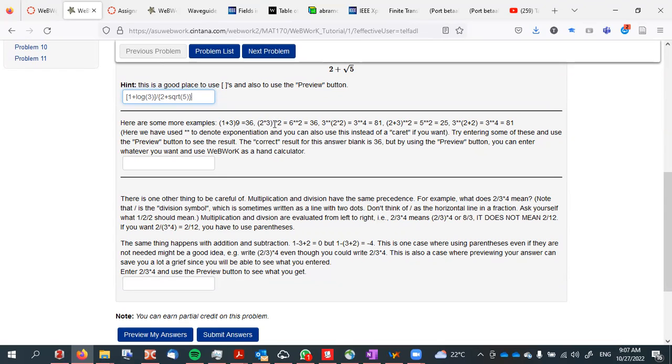Here the exponent is either represented as a hat sign or a double star, two consecutive stars indicates the exponent. So here, for this example, it is 2 multiplied by 3, which is 6. Then we raise it to the exponent 2, so it is 36. Same here, 3 to the power 2 multiplied by 2, so it is 3 to the power 4, which is 81. 2 plus 3 to the power 2, which is 5 to the power 2, which is 25. 3 to the power 2 plus 2, which is 3 to the power 4, which is 81, and so on.